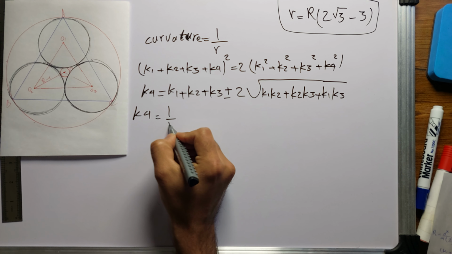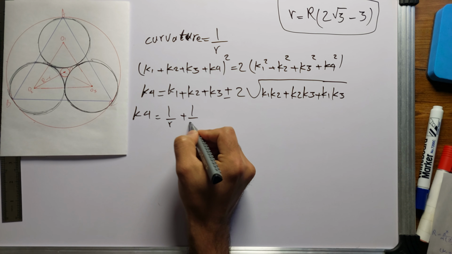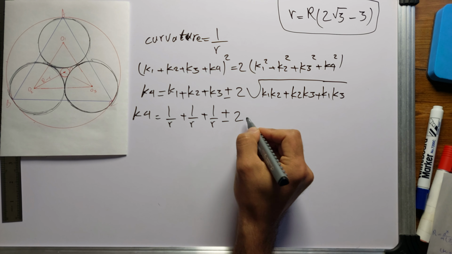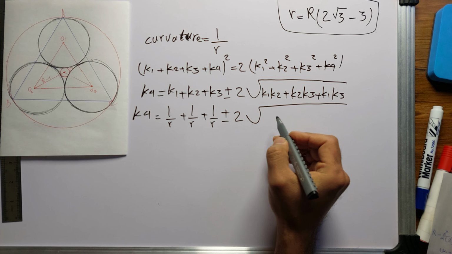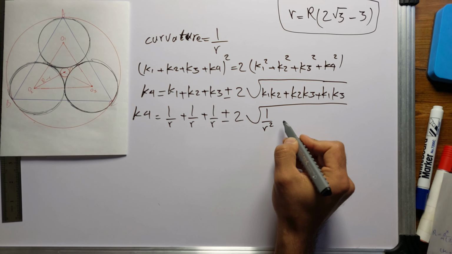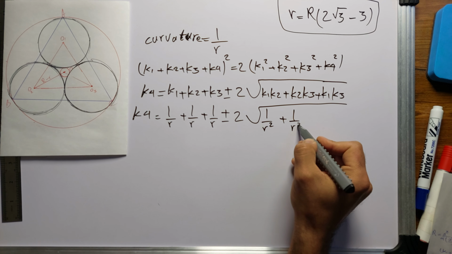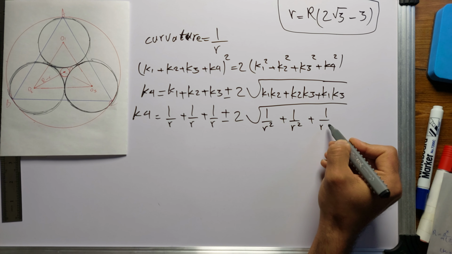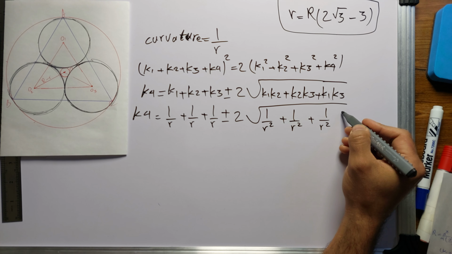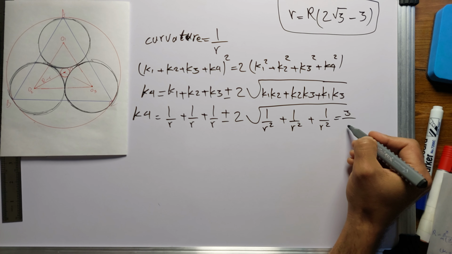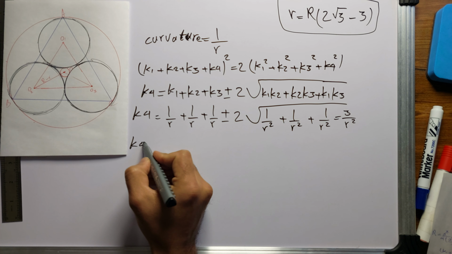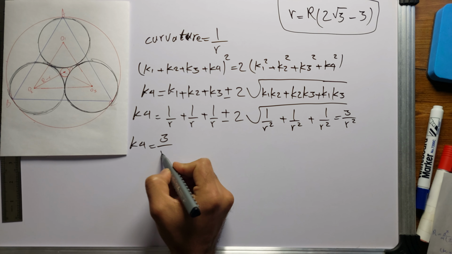So 1 over r plus 1 over r plus 1 over r plus or minus twice the square root of... 2 times the square root of, so 1 over r times 1 over r is 1 over r squared, plus 1 over r squared, plus 1 over r squared. So this becomes 3 over r squared, kind of. Yeah. And it becomes 3 over r. So we can see that k4 equals 3 over r.